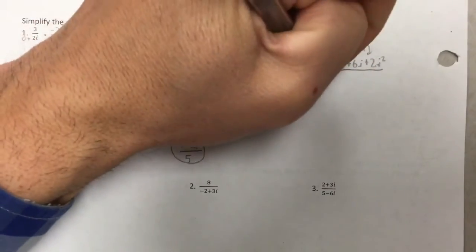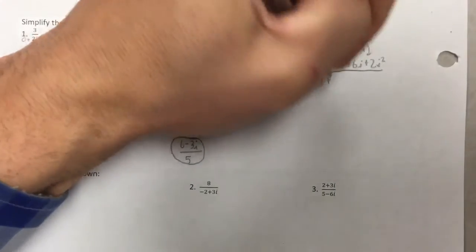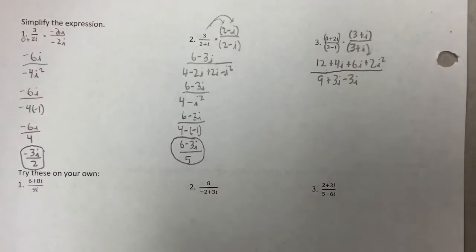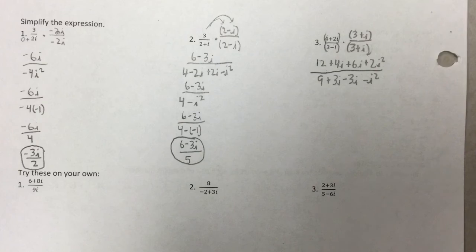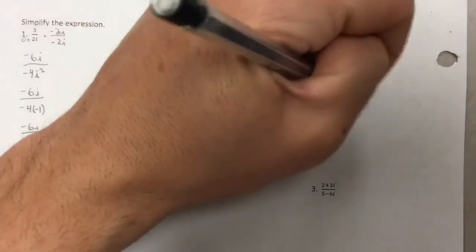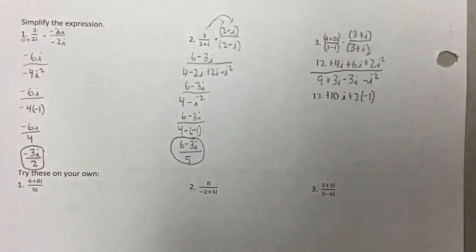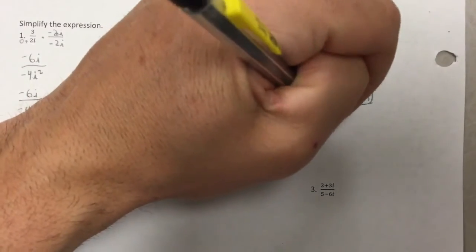On the bottom, 3 times 3 is 9. 3 times i is plus 3i. Negative i times 3 is negative 3i. Negative i times i is negative i squared. All right, we got a little simplifying to do. So we have 12. 4i plus 6i is 10i. Plus 2, and we know i squared is negative 1. On the bottom, 9 plus 3i minus 3i. Those cancel. Minus, and i squared is negative 1.